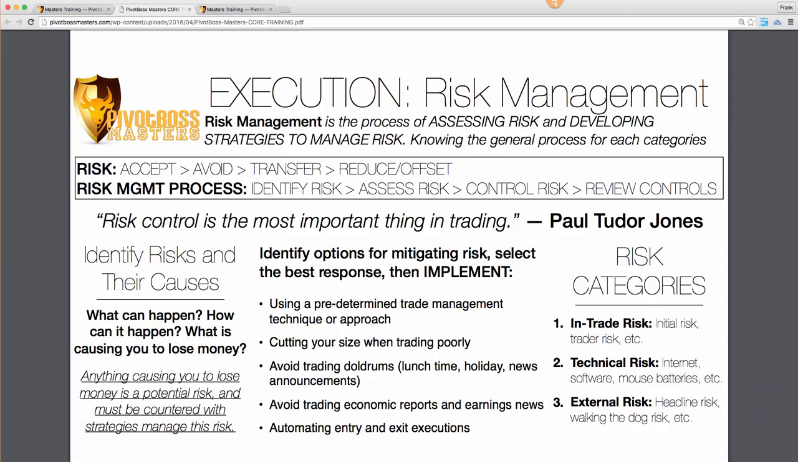So risk management is the process of assessing risk and developing strategies to manage risk. 2 different categories. And knowing the general process for each category is very important, right? And so right here what you see is risk and risk management process. So these 2 right here are very important. This is kind of the process that you would follow here.